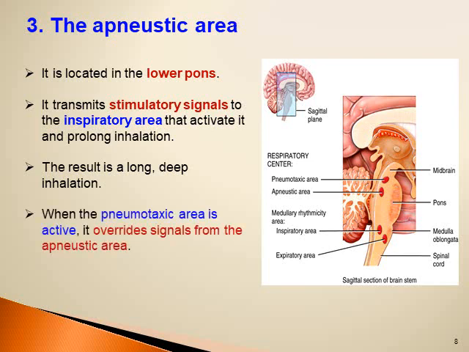When the pneumotaxic area is active, it overrides signals from the apneustic area. So if the pneumotaxic and apneustic areas are both active at the same time, the pneumotaxic area will override, or will be the predominant area that controls the respiratory center or the inspiratory area.